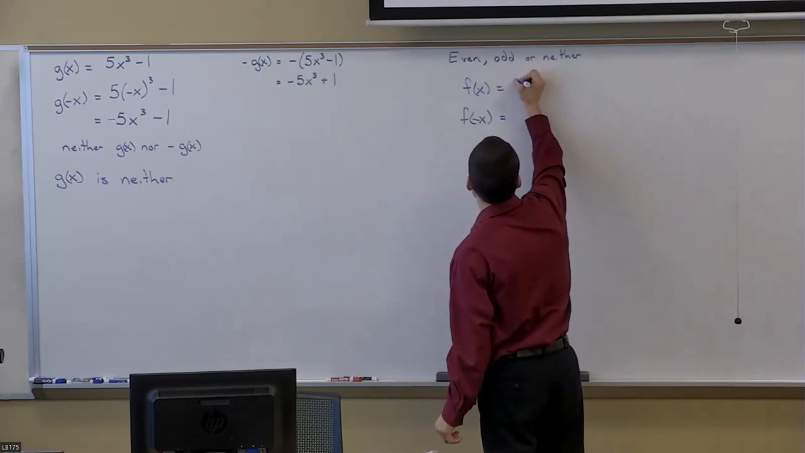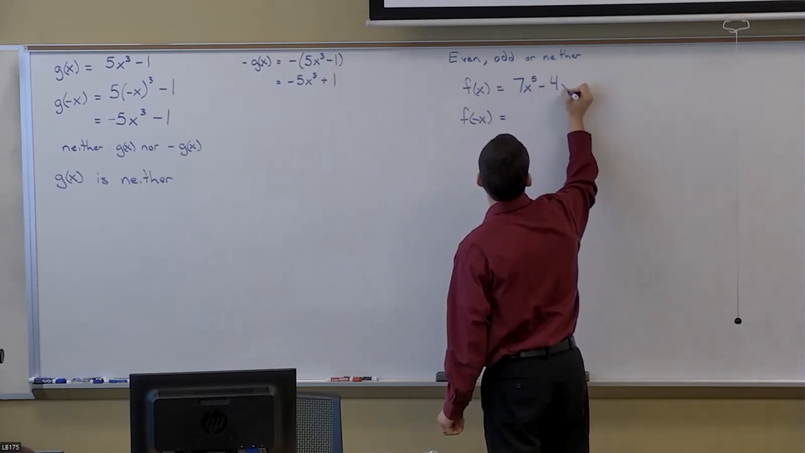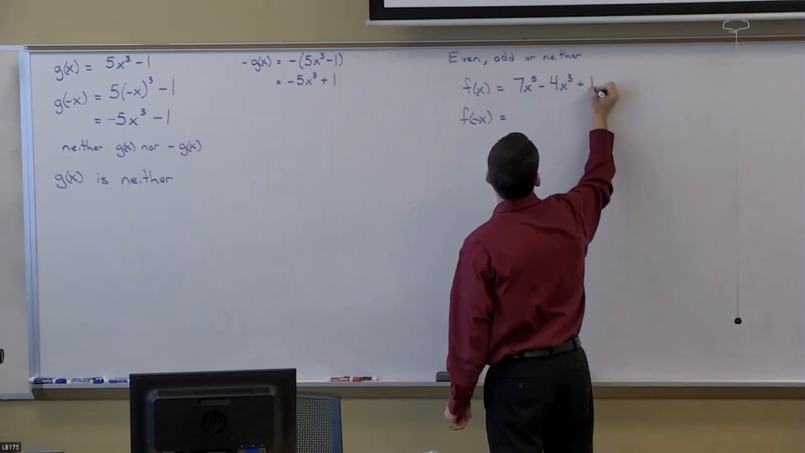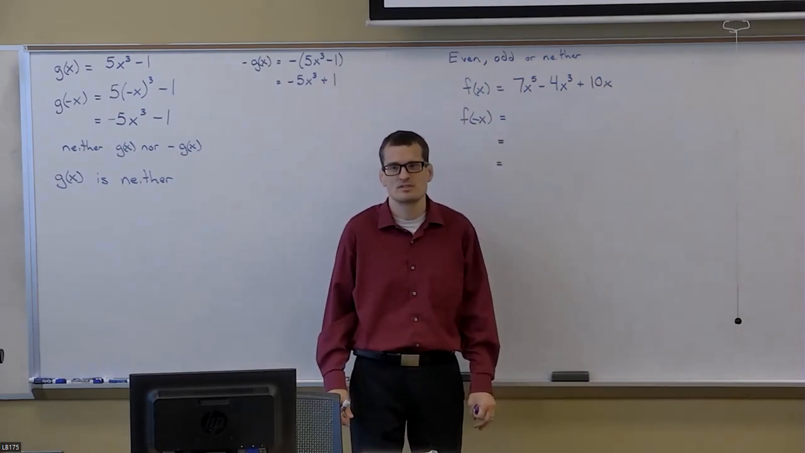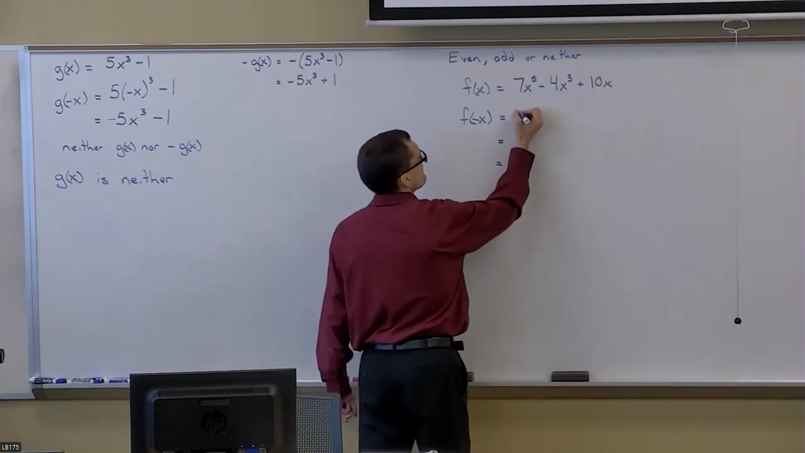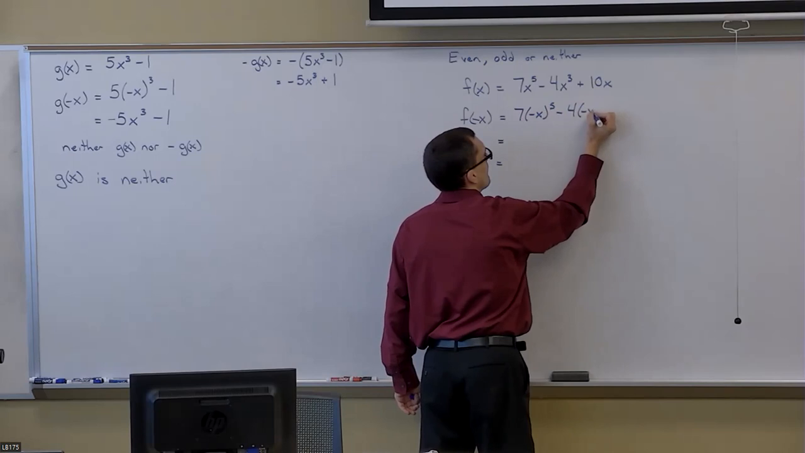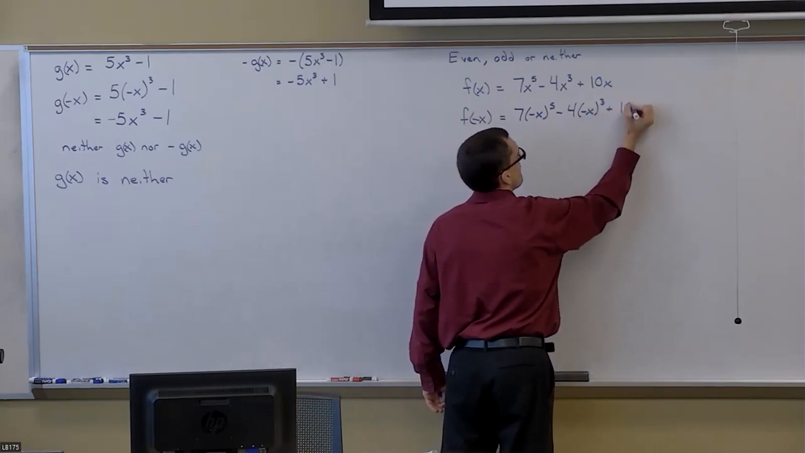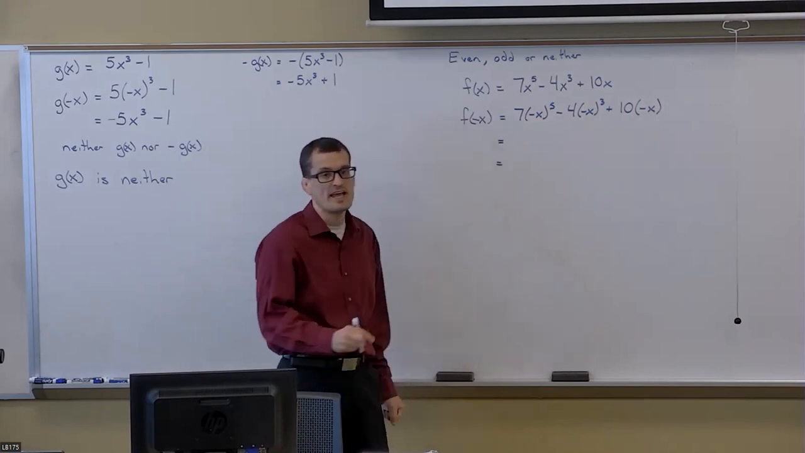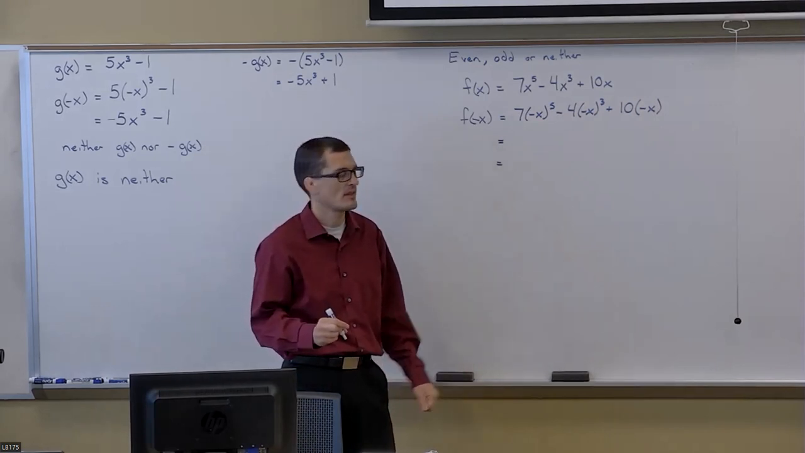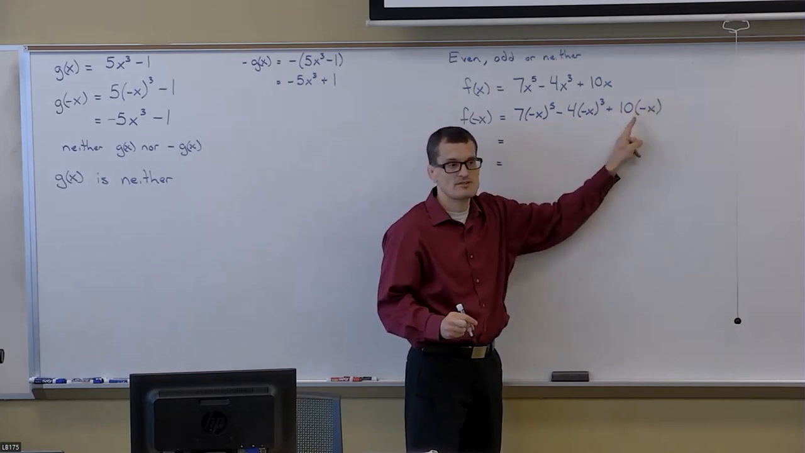By the way, if we had something like 7x to the fifth minus 4x to the third plus 10x, let's say we plugged in a negative to that. Oh, that's a negative to the fifth power. That's still a negative. This is a negative to the third power. That's still going to be a negative. This is a negative to the first power. That's still going to be a negative.